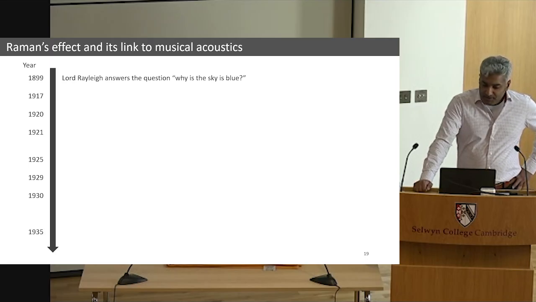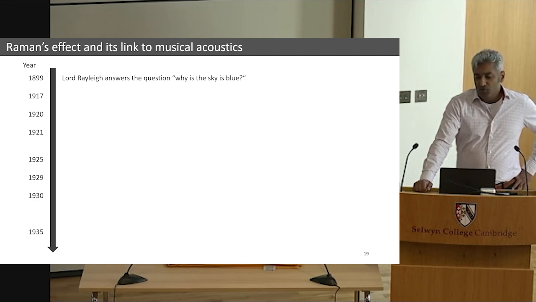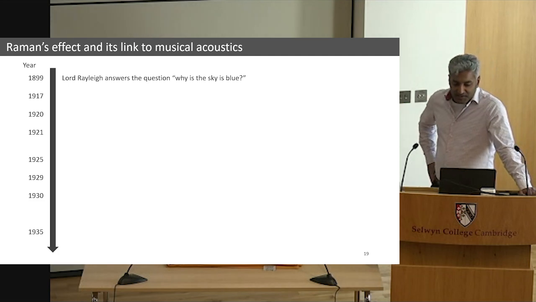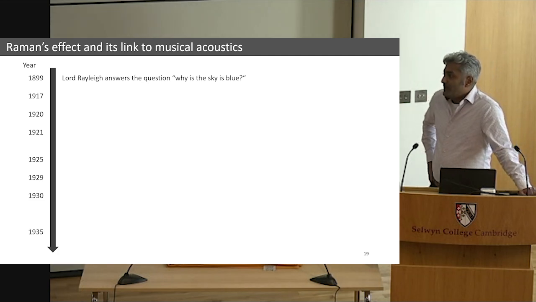The big question amongst many scientists back then was to understand why the sky is blue here. So around 1900, Lord Rayleigh answers the question, why is the sky blue?